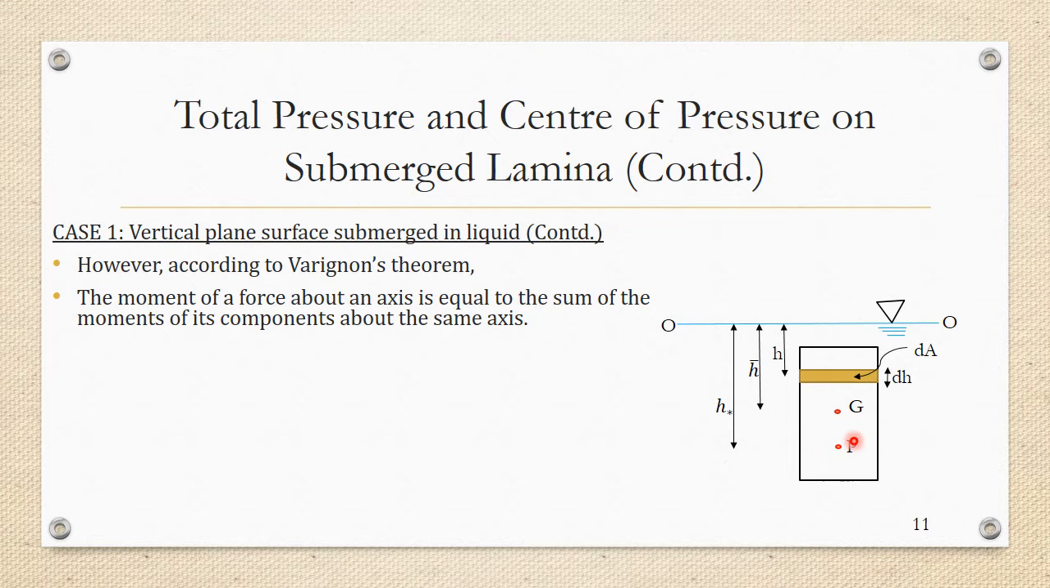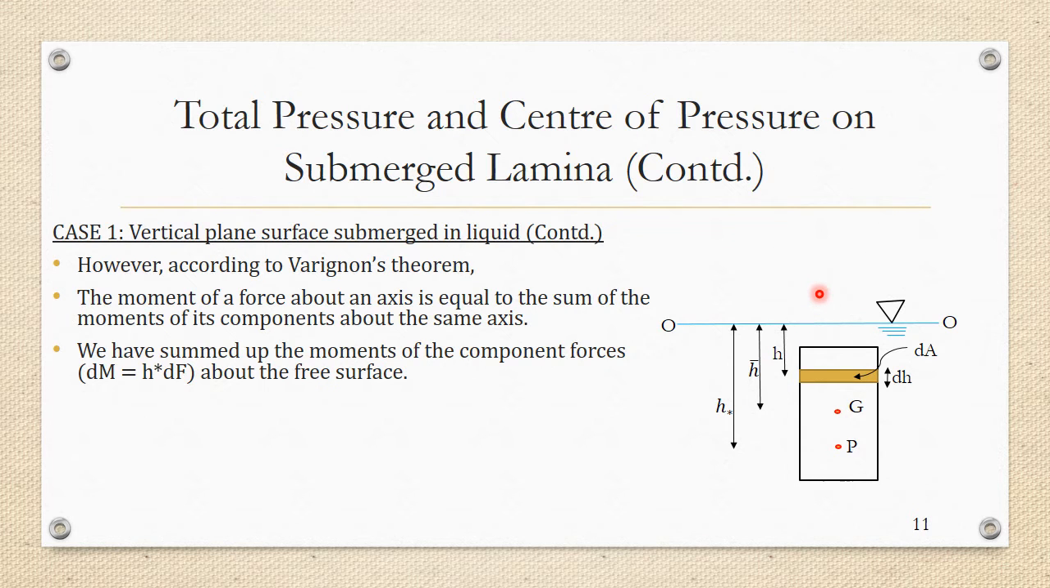That is, if a resultant force is creating a moment about an axis, the same moment can be obtained by adding up the moments of the components of the resultant force about the same axis. So that's what we are going to do. In the previous slide, we had actually added up the moments of the small components of the total pressure force. In this slide, we will be directly taking the moment of the total pressure force about the OO axis.